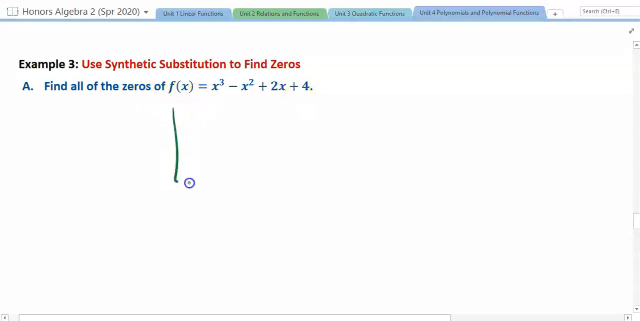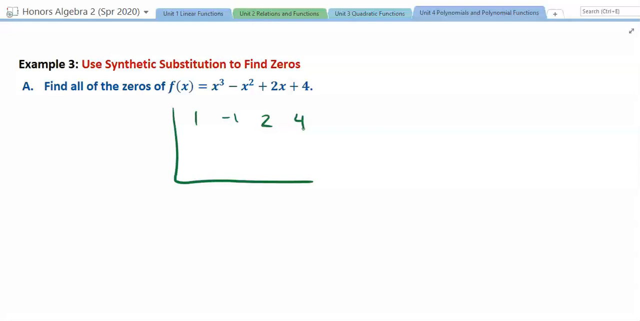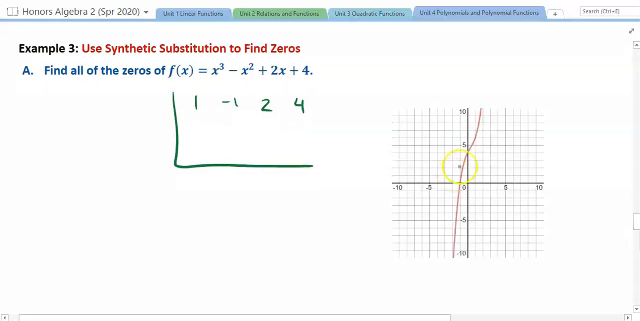So I'm going to use synthetic division: 1, -1, 2, and 4. Now, again, if we were dealing with this in pre-calculus, we would talk about a method of finding the possible real zeros. What we're going to do here is just go to the graph and determine where our zeros might happen and see if they're real or not. And so as we look at the graph of this, we see that it only has one place where it crosses the x-axis, and that's at -1. So I'm going to put the -1 here.